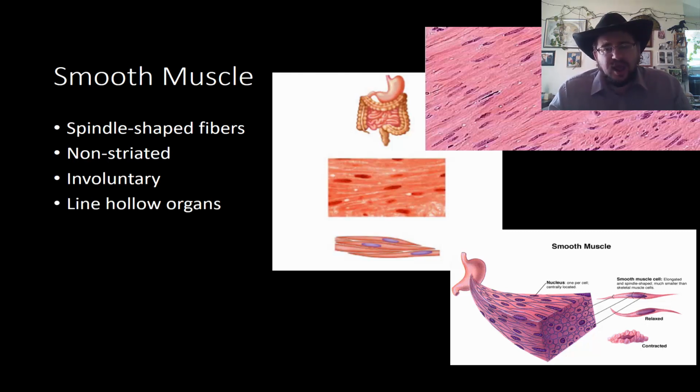And they line hollow organs, like the entire digestive tract, right? You have smooth muscle lining your esophagus, stomach, small intestine, large intestine, rectum. So, anything hollow has smooth muscle. You can take it a little bit deeper than you'd expect. Your blood vessels are hollow. Your blood vessels are lined with smooth muscle. So, anything hollow has smooth muscle around it. Any organ system that's hollow has smooth muscle lining it.